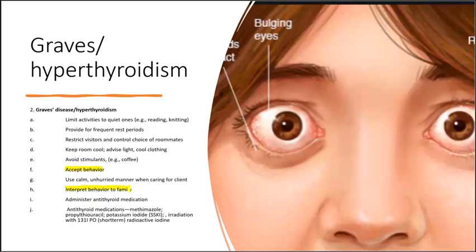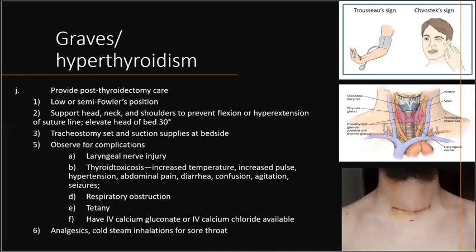Administer anti-thyroid medication. We can even carry out irradiation with radioactive iodine. Again, you still need to provide post-thyroidectomy care if they have to carry out a thyroidectomy on this client. So you can see the suture line for our thyroidectomy on this client.